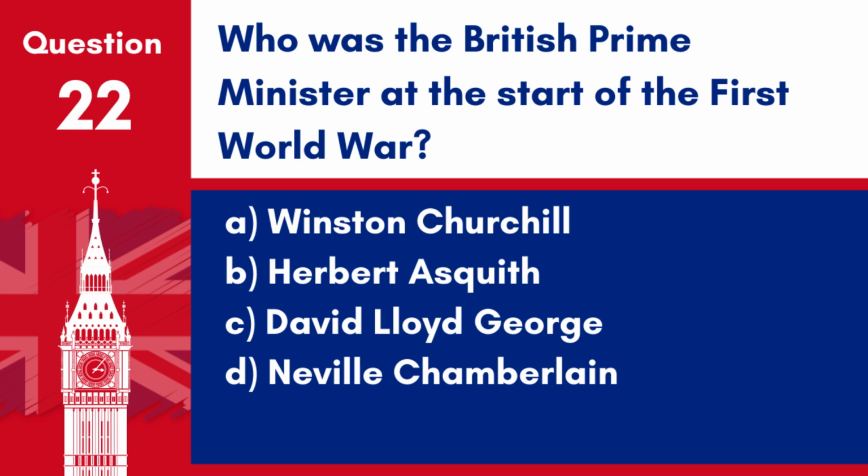Question 22. Who was the British Prime Minister at the start of the First World War? A. Winston Churchill. B. Herbert Asquith. C. David Lloyd George. D. Neville Chamberlain. Answer: B. Herbert Asquith. Herbert Asquith was the British Prime Minister at the start of the First World War.